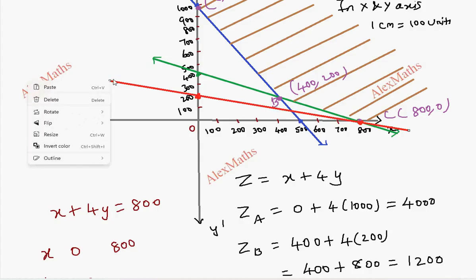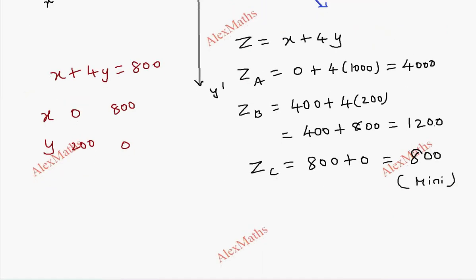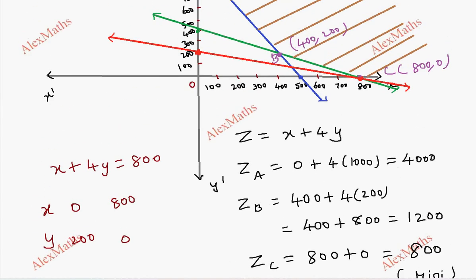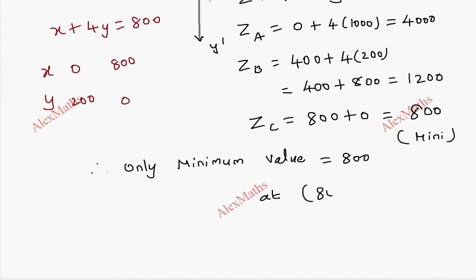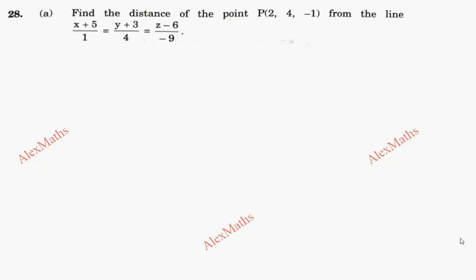So when I try to plot this Z, it is correctly passing through this solution 800, but it does not go inside the shaded region. It means this is the only minimum solution. Therefore, the only minimum value equal to 800 is at the point C, which is 800, 0.